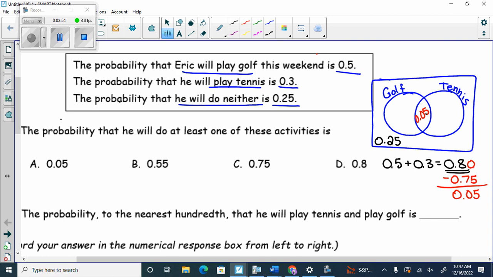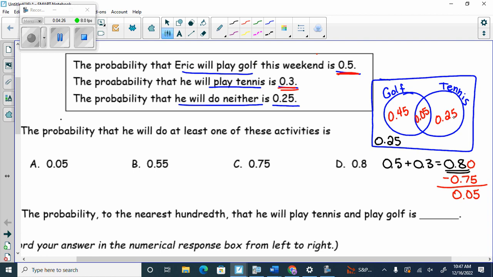Now, how do I get golf only? So we have golf has 0.5, but there's already 0.05 in it. So how much is golf only? 0.45. Yeah. And then plays tennis, it's 0.3, but there's already 0.05 in here, so tennis only is 0.25. Now the great thing about probability Venn diagrams is I actually have every probability now.